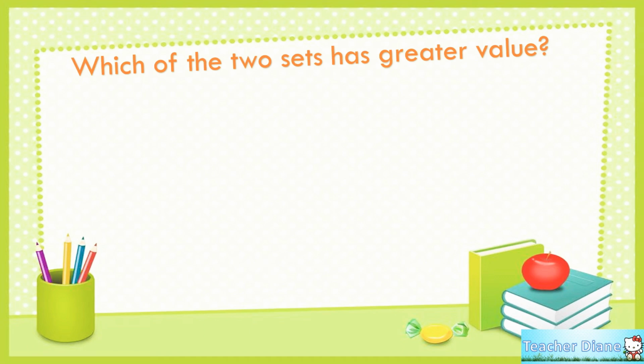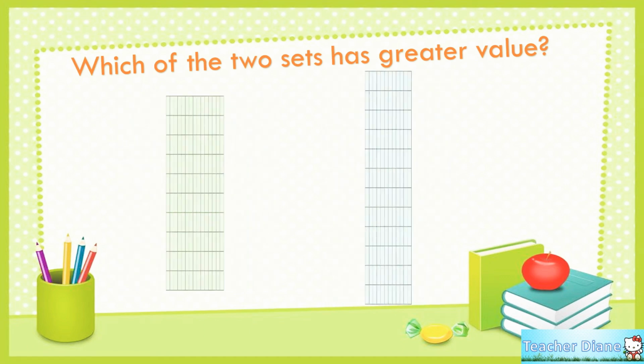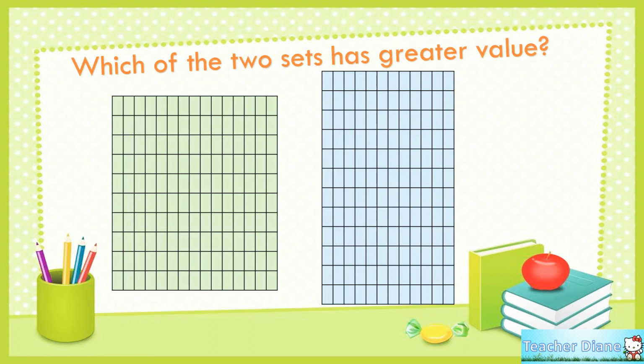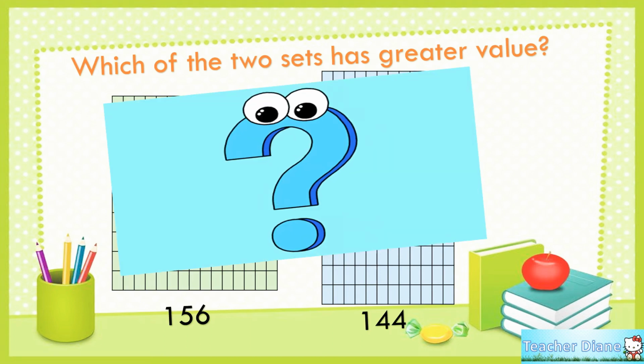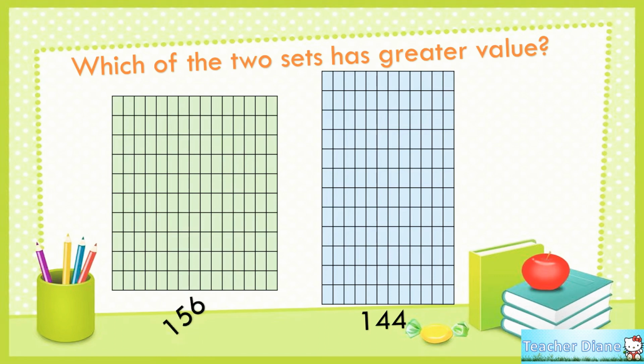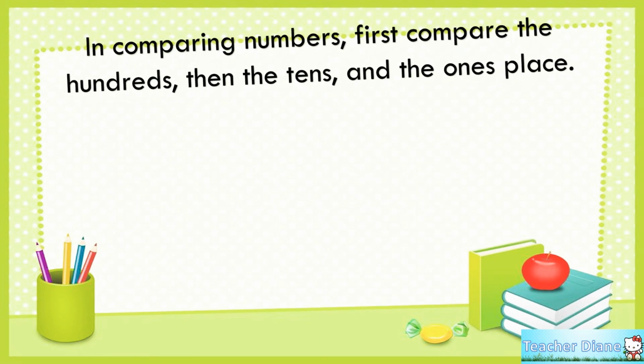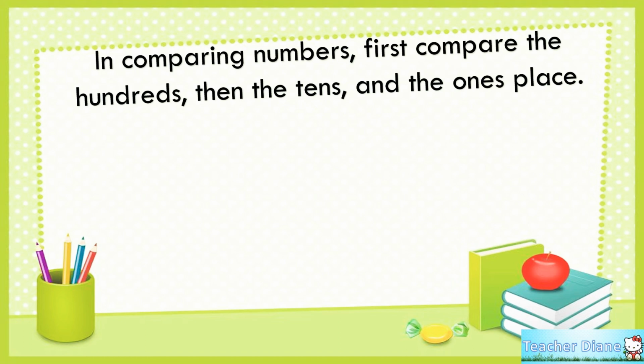Which of the two sets has greater value? Look at the two sets. The first set has 156 boxes, while the second set has 144. Which of the two sets has greater value? The first set has greater value. So, in comparing numbers, first compare the hundreds, then the tens, and the ones place.